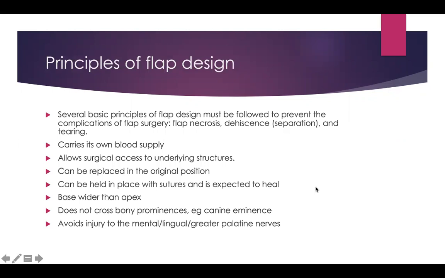So several basic principles of flap design must be followed to prevent the complications of flap surgery, which are flap necrosis, dehiscence, which is separation, and tearing. So a good flap carries its own blood supply, allows surgical access to the underlying structures, can be replaced in the original position, can be held in place with sutures and is expected to heal, has a base wider than the apex, doesn't cross any bony prominences like the canine eminence, and avoids injury to the mental, lingual, and greater palatine nerves and vessels.